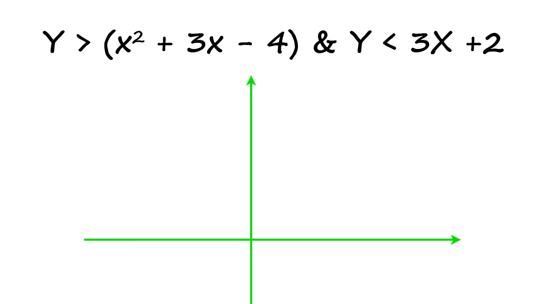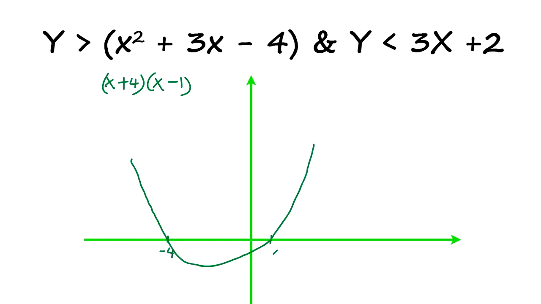Now let's look at this one. y equals positive. Okay, this one we have to factor it. So we know 1 and -4, a quadratic equation, right? And it's positive, so we have this range.